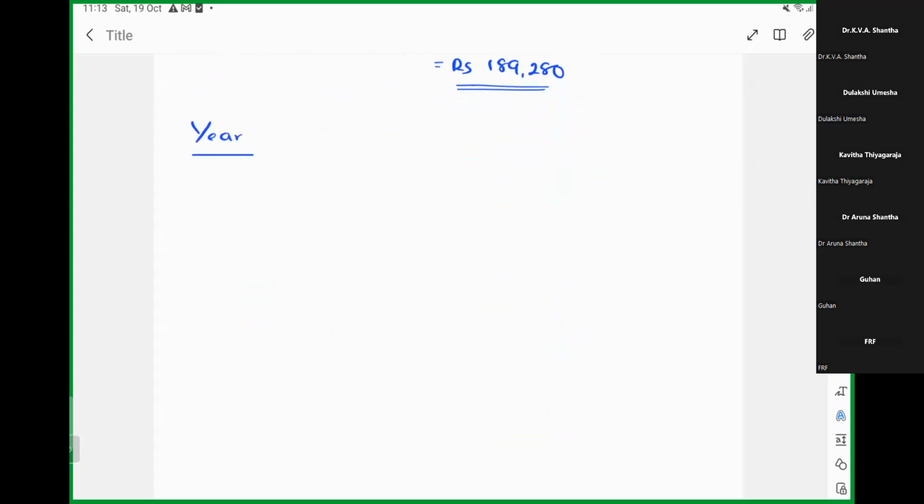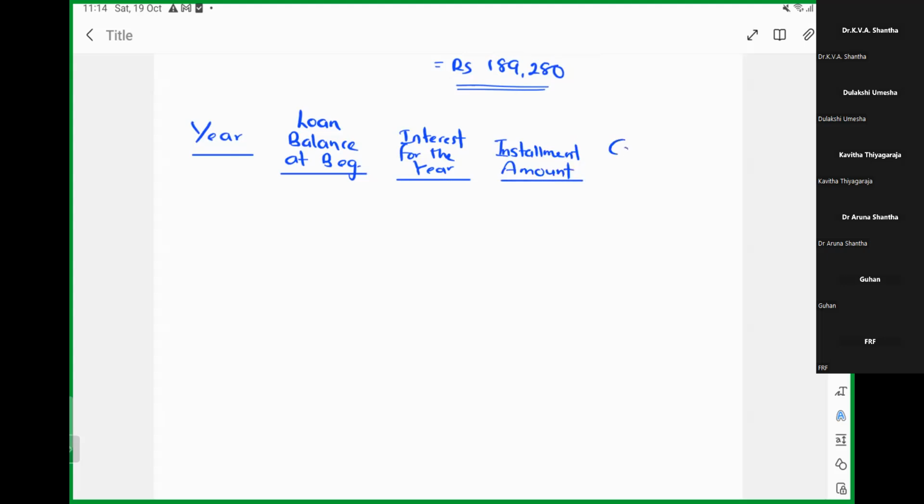Here you are paying an annual installment. So here: loan balance at the beginning, interest payment, interest for the year, installment value, then capital repayment, after that loan balance at the end.